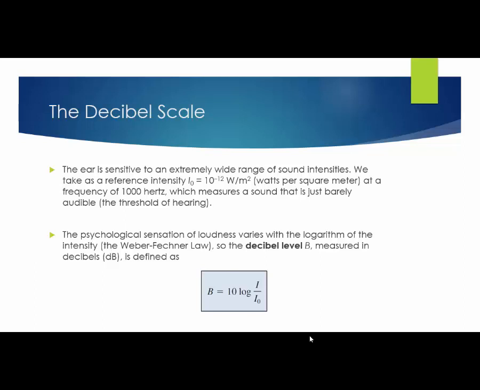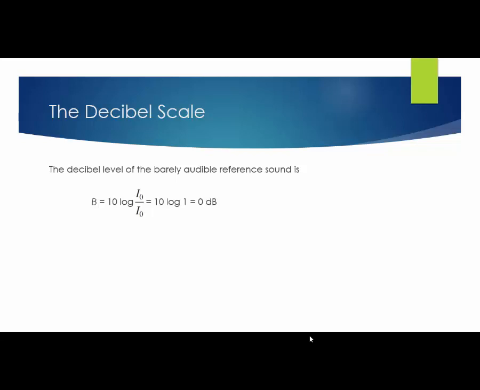Loudness then varies with the logarithm of the intensity. So the decibel level B is 10 times the logarithm of I over I naught. So same idea, that ratio of intensities. The decibel level of barely audible, our reference sound, is 0 decibels. So again, just like with our earthquake, we're using that standard intensity to start us at 0.